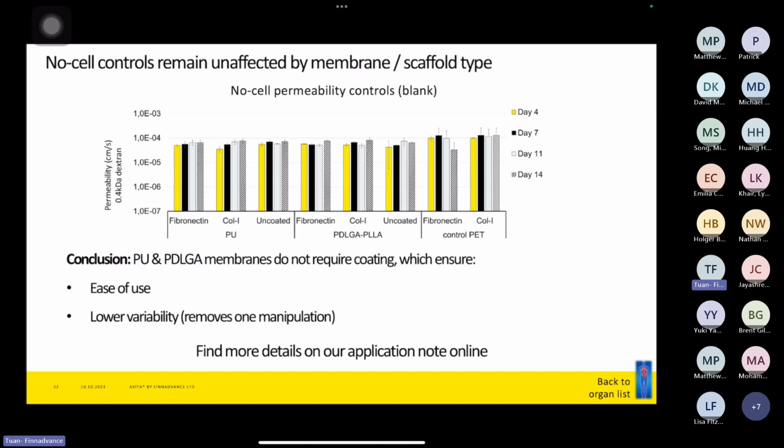So here, the takeaway message is that Biospan membranes don't require any coatings. By using that in our platform, we can ensure ease of use for the end user. We have lower variability, so this is already a huge improvement for our users. And I'm really excited to see this first step of integrating the membrane, and also the advancement of other models in our portfolio as well. For further details, you can also look at the application notes that we just published together with Biosurfaces a few weeks ago.